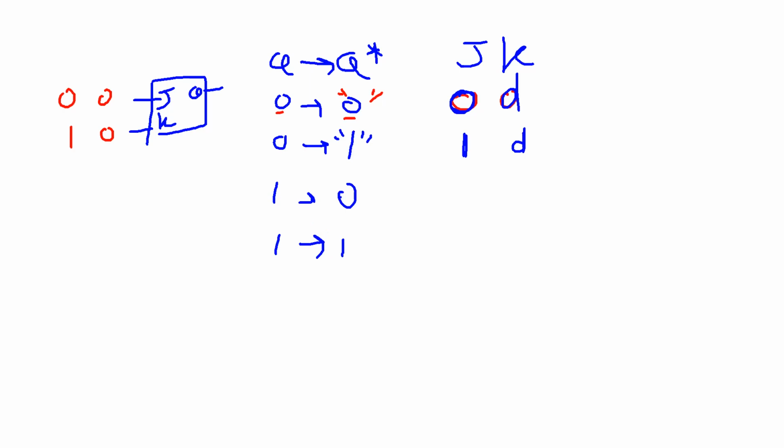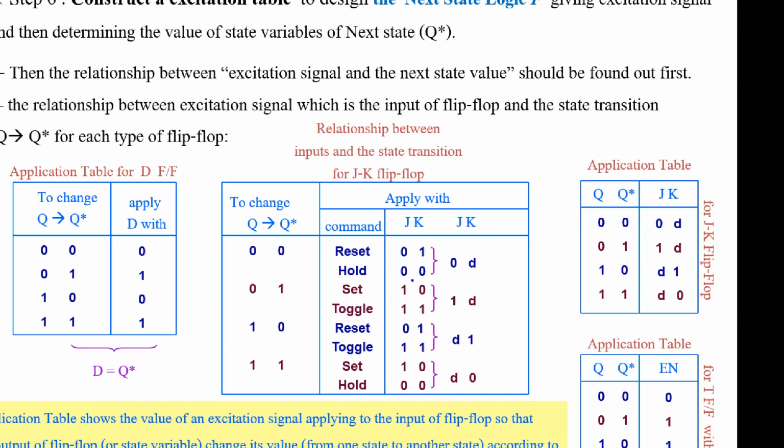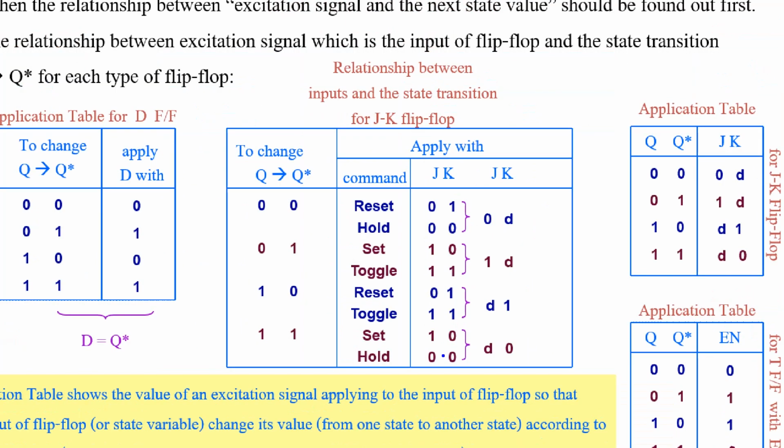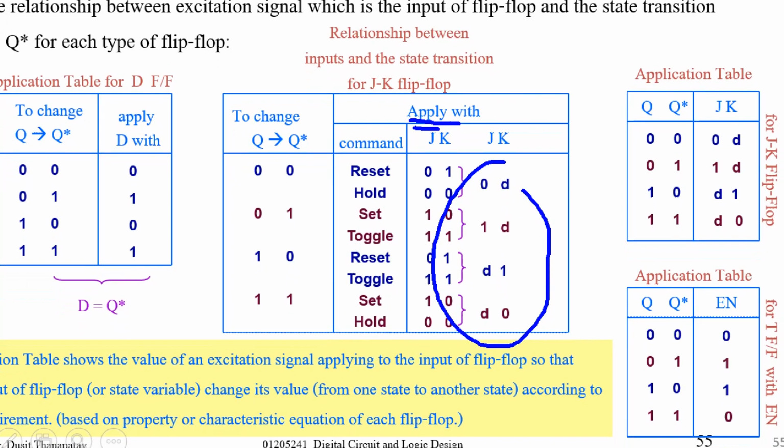And 1 to 0 maybe toggle or reset. Reset K is 1, J is 0, right? When you combine these two cases, it's don't care, 1. J can be 1 or 0, so it's don't care, K is 1. 1 to 1 may be hold 0, 0 or set. J is 1, K is 0, so it's don't care, 0. So you can summarize to this table. Sometimes it's called application table to show that the applied signal to the input should be some value, based on this one.